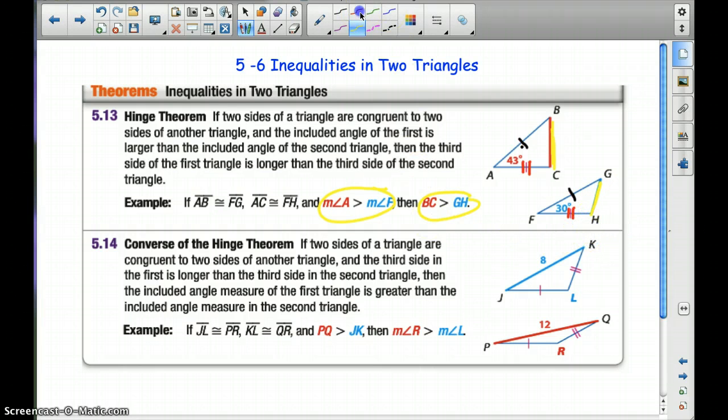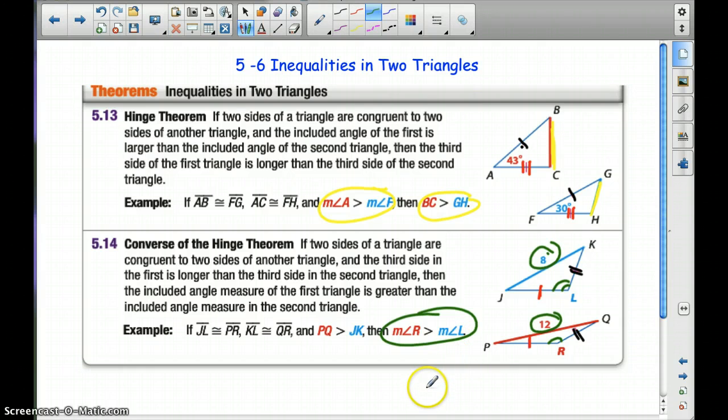Now the converse means that we flip that around. So let's say that we have, again, 2 congruent sides here. PR is congruent to JL, and we have RQ congruent to LK. And we're also given that the opposite side of the angle is bigger, so PQ is bigger than JK. Then guess what? We can say that the measurement of angle R is going to be bigger than the measurement of angle L. So that's what the converse is saying.